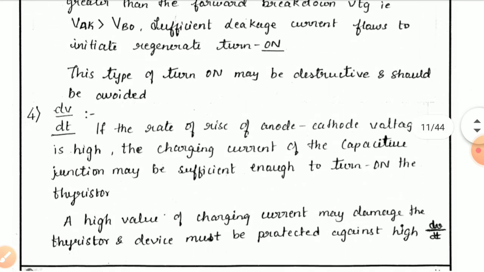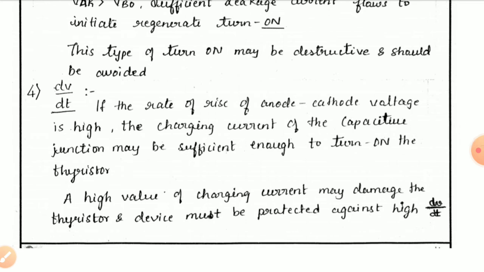Next is dV by dt triggering. In this case, we vary the voltage with respect to time. If the rate of rise of anode-cathode voltage is high, then the charging current of the capacitive junction may be sufficient.